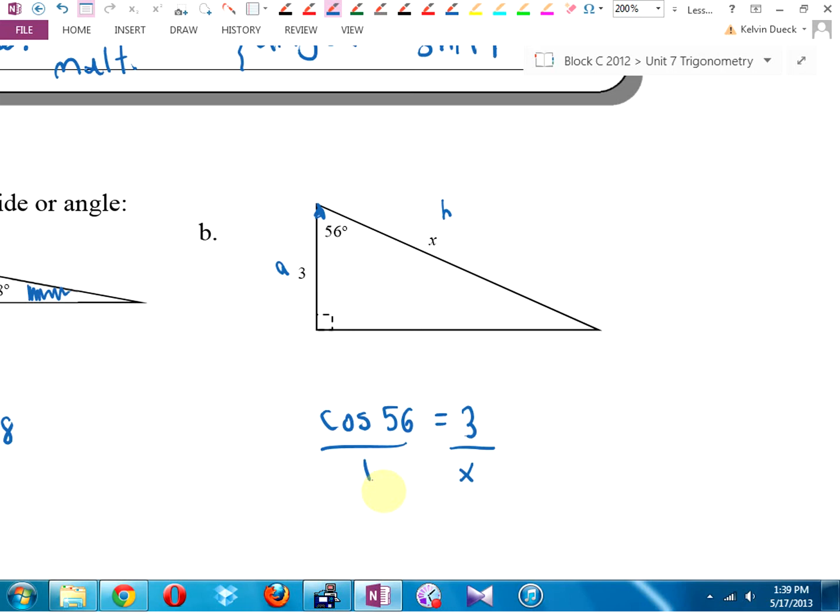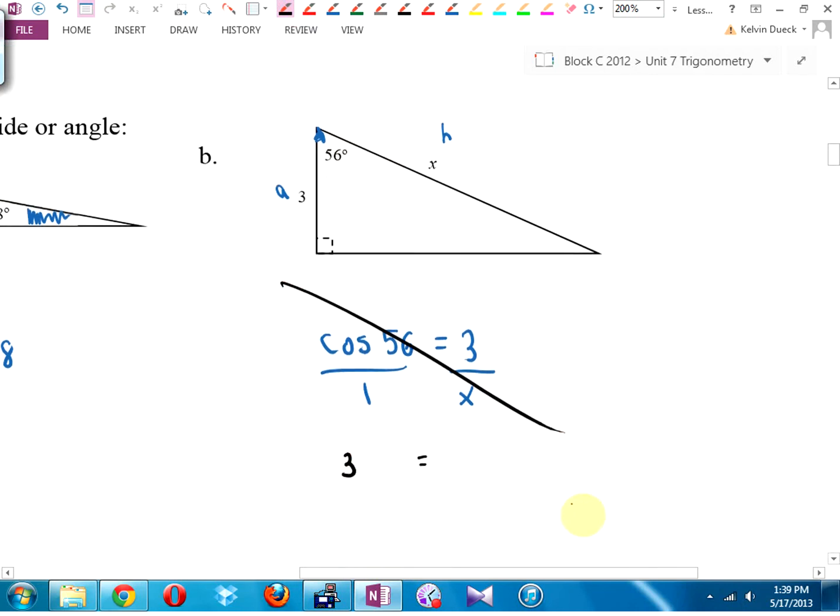I gave you a hint as to how you're going to solve this. The grade 8 mathematical operation or trick, what are we going to do? Cross multiply. Now this time when I cross multiply, can you see, Tyler, it's going to be 3 times 1, or in your head, what is 3 times 1? I agree. Equals, and when you cross multiply, it's going to be x times cos 56. And Tyler, all I'm going to write is x cos 56.